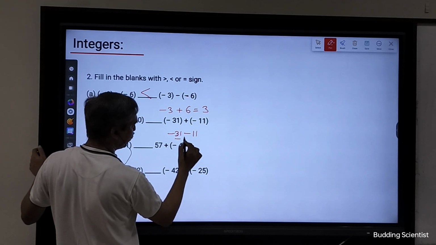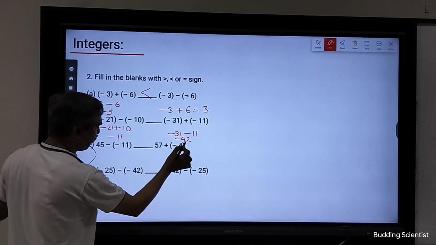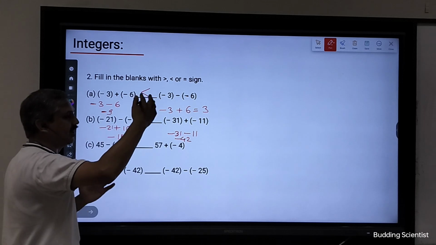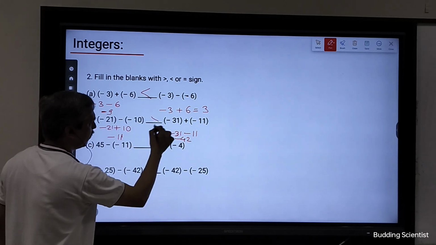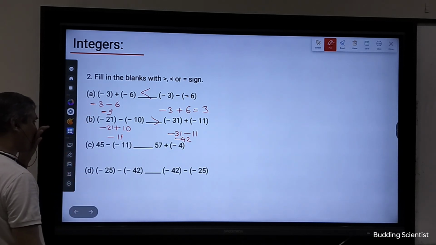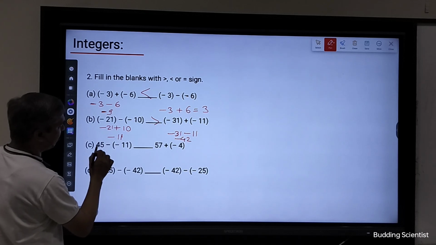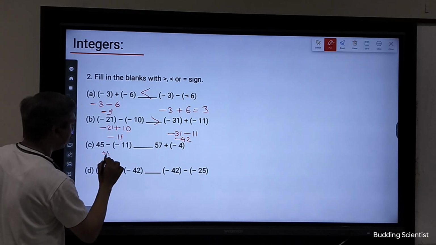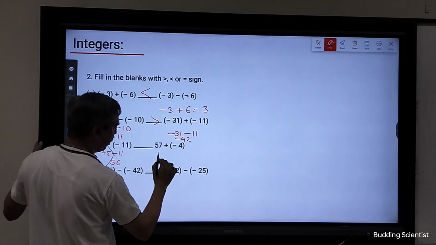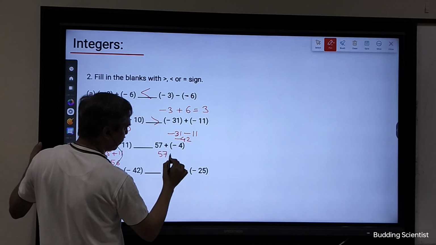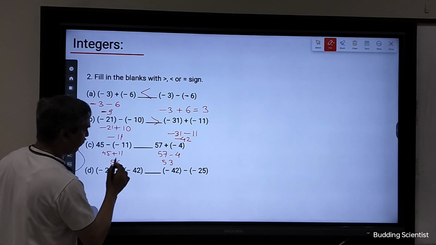Both are having the same sign, so I write minus 42. I add them together. Minus 42 and minus 11. Minus 11 is the smaller number but with a negative sign. So that is a bigger number now. 45 minus 11, so 45 plus 11 is 56 here. And this is 57 plus minus is minus 4. And this is 53. 56 is greater.